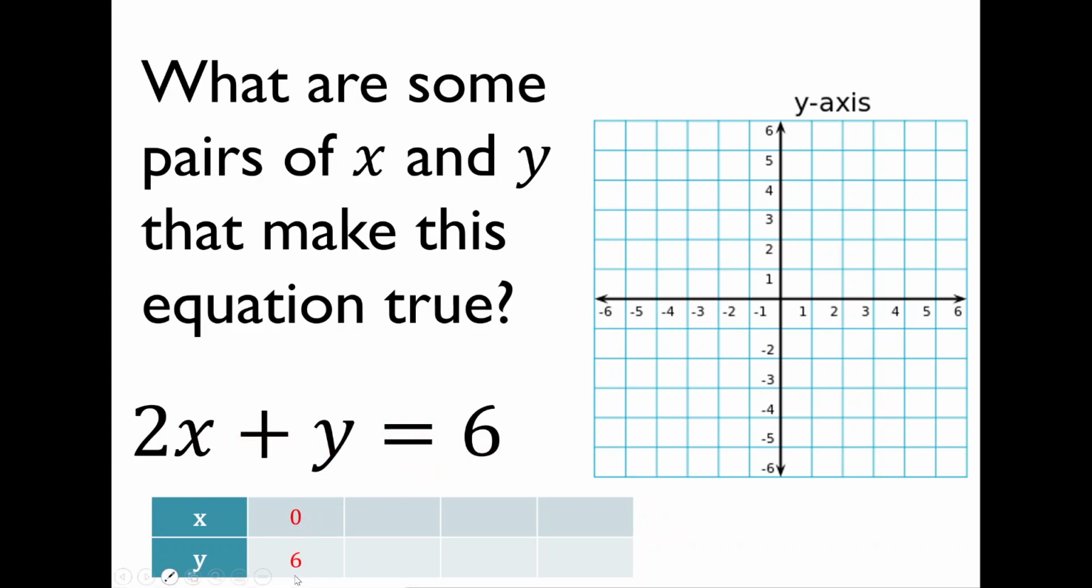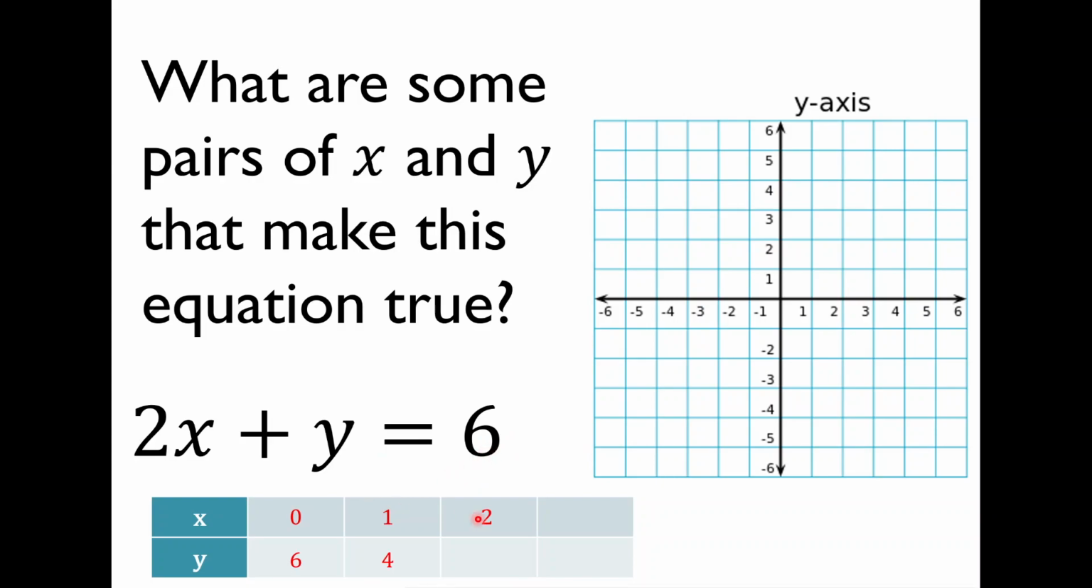So if x is 0 and y is 6, then I would have 2 times 0 plus 6. That's 0 plus 6, which is 6, so that would work. Another one is if x is 1, I could have y being 4. 2 times 1 is 2, plus 4 really would give me 6. That would make that equation true.